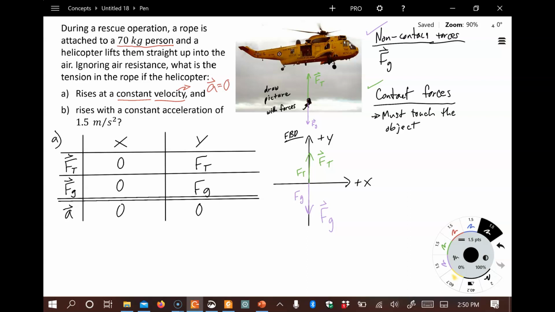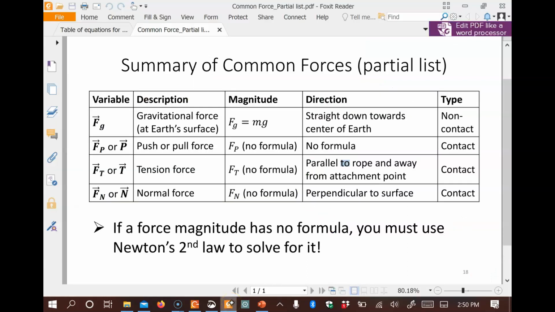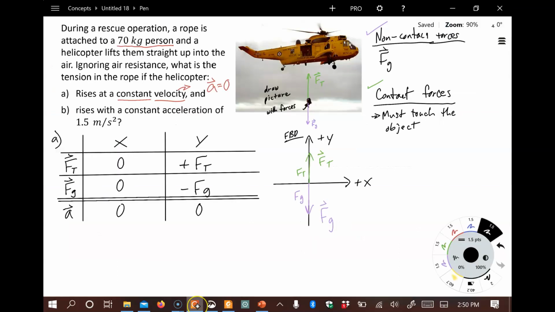So this one is down. And the force of gravity, sorry, got that wrong. That one points up, the tension force. And the gravitational force points down, right? So we've got our magnitudes in there now. Can we come up with a formula to calculate the value for either of those two? Well, going back to our summary of common forces here, we see for gravity, yeah, we can calculate the force of gravity Fg is equal to the mass of the object times the gravitational acceleration constant.